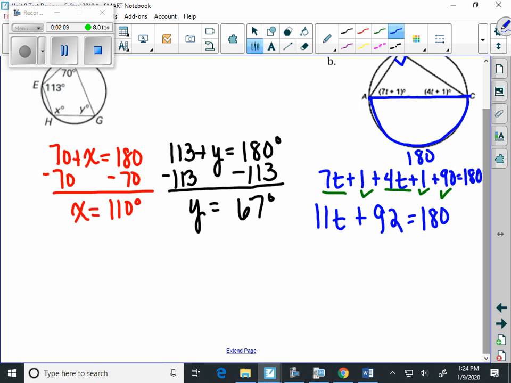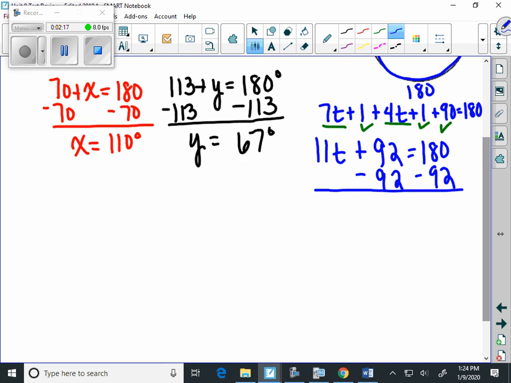And then we can finish this problem, or at least get close to it, by subtracting 92 from both sides. And we end up with 11t equals 88. And finally, we can divide both sides by 11, and t equals 8.